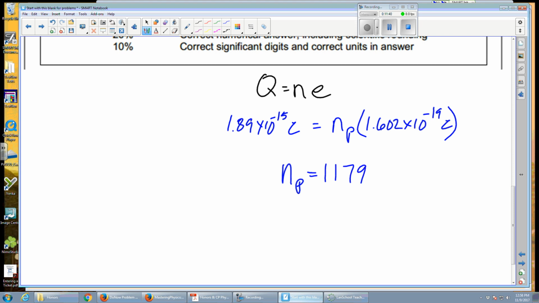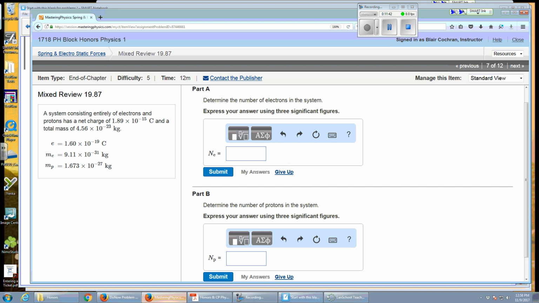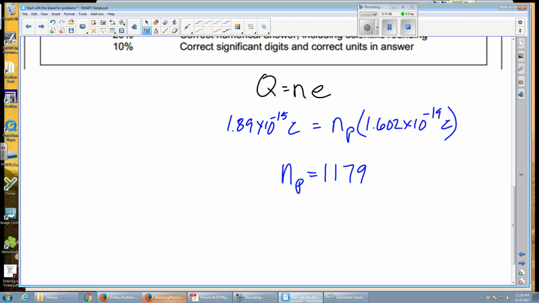I got 11,798. Let's see. What do they want to know? I'm going to keep all my digits because I would keep them in my calculator. No units there. That's the number of extra protons. That's the number of protons that don't have a partner.